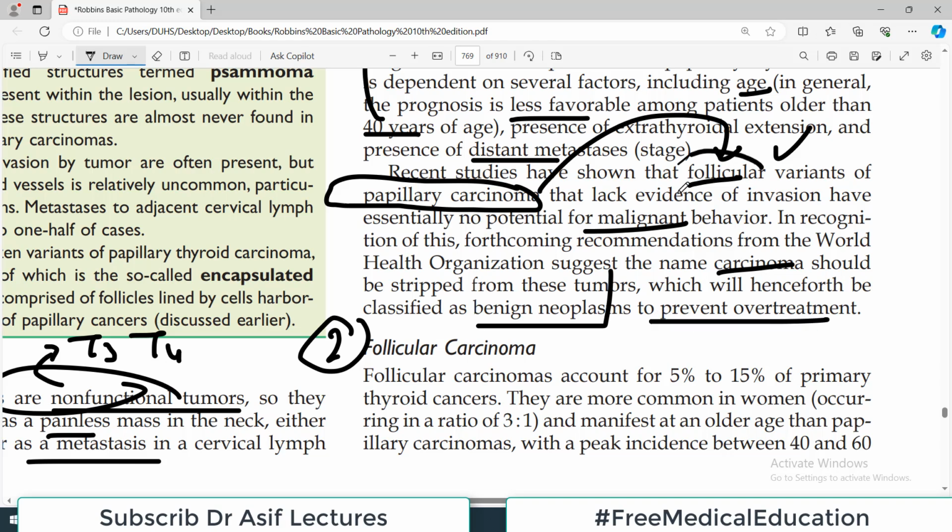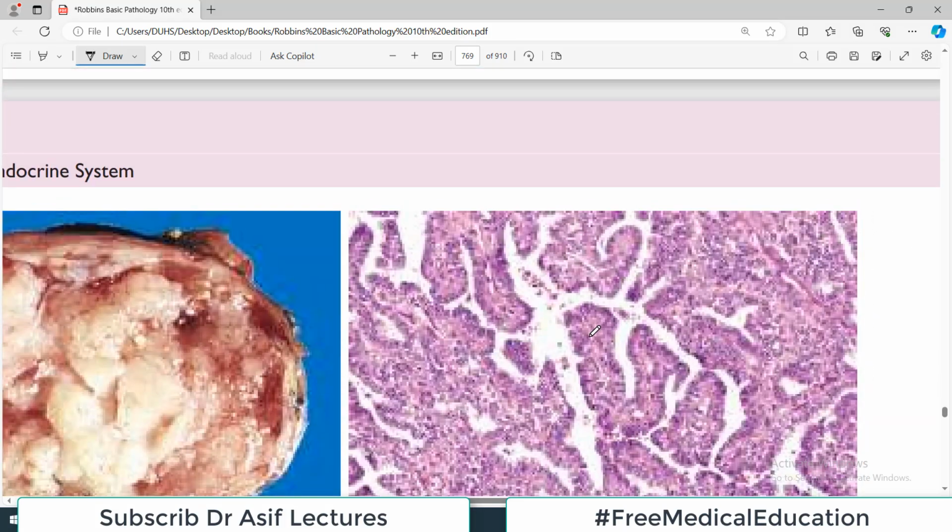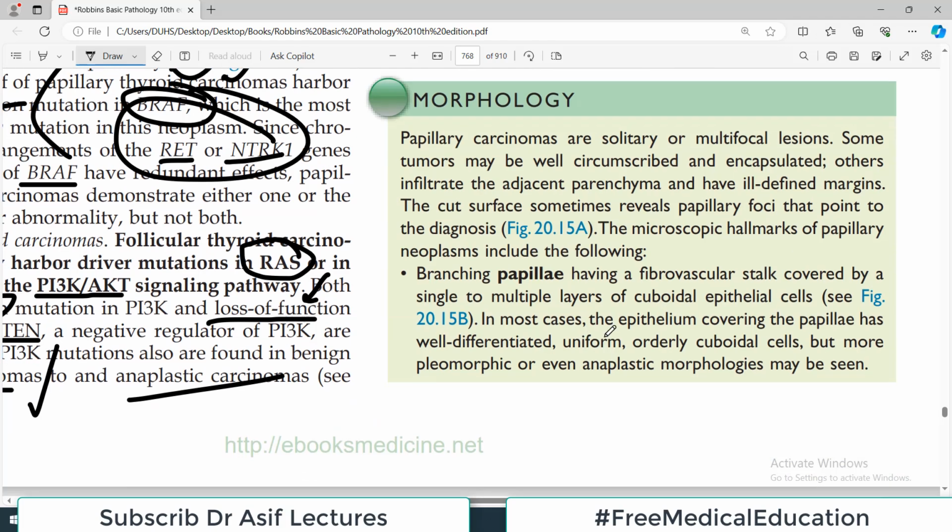So, the follicular variant is being considered, whether we should label it benign, because it is so benign. So that sort of thing, okay?